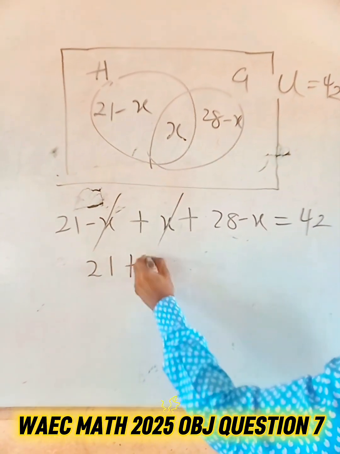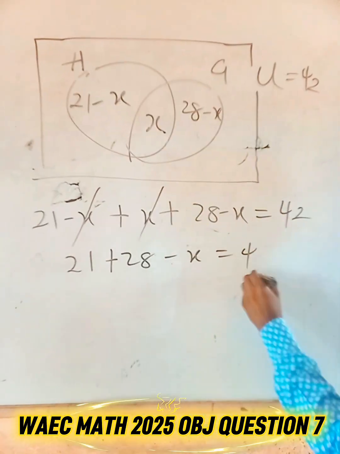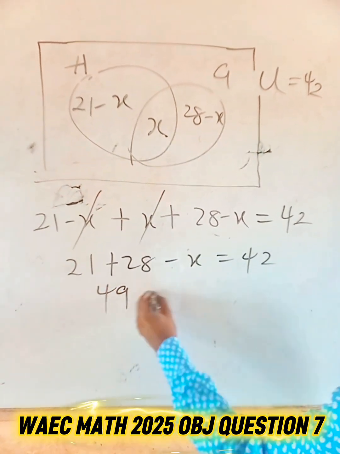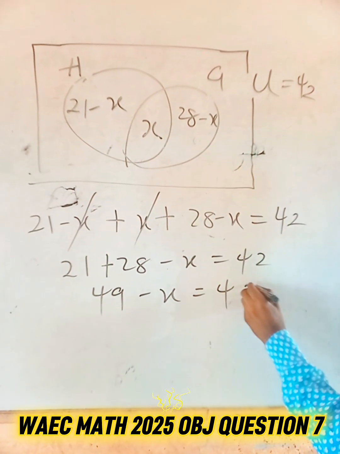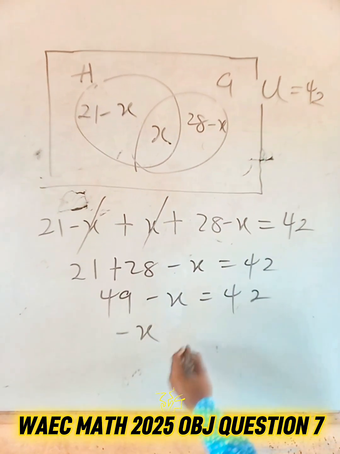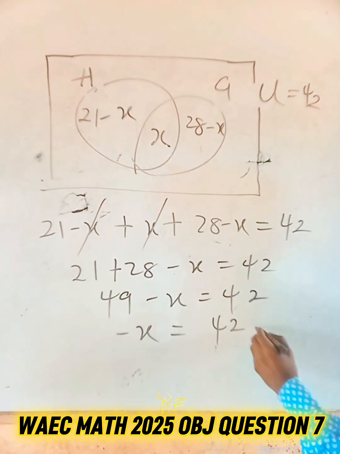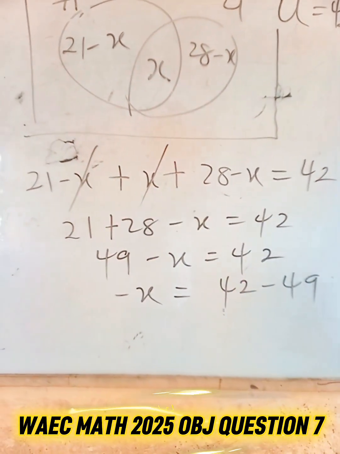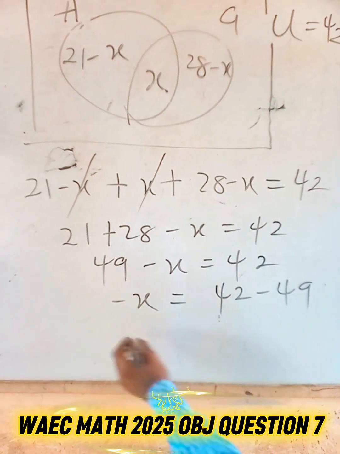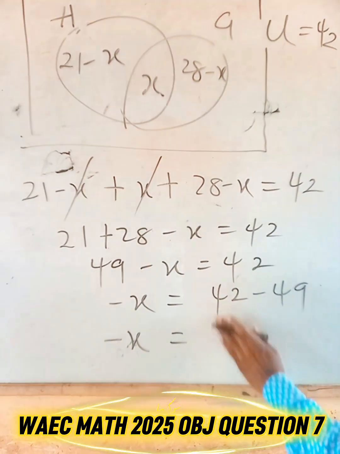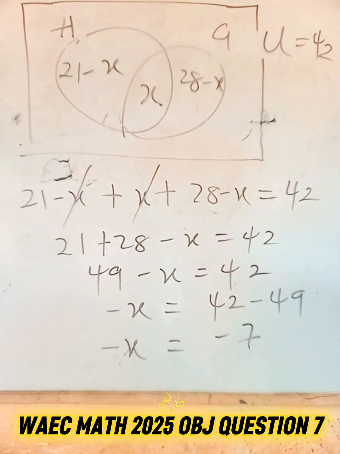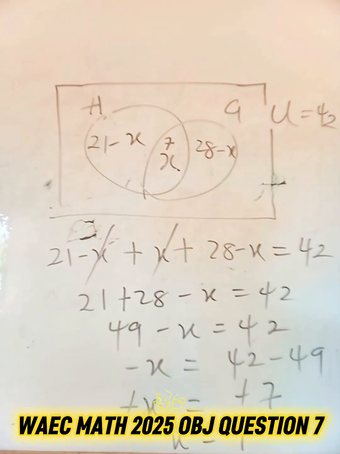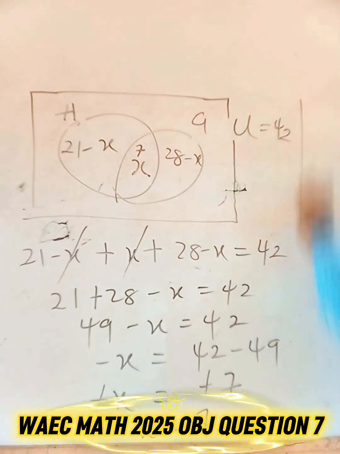So here, this X can cancel out this X. We have 21 plus 28 minus X equals 42. 21 plus 28 gives 49 minus X equals 42. So we have minus X equals 42 minus 49. So our minus X will be equal to minus 7. So minus can cancel out minus here. So X is equal to 7. So that means 7 students offer both subjects.